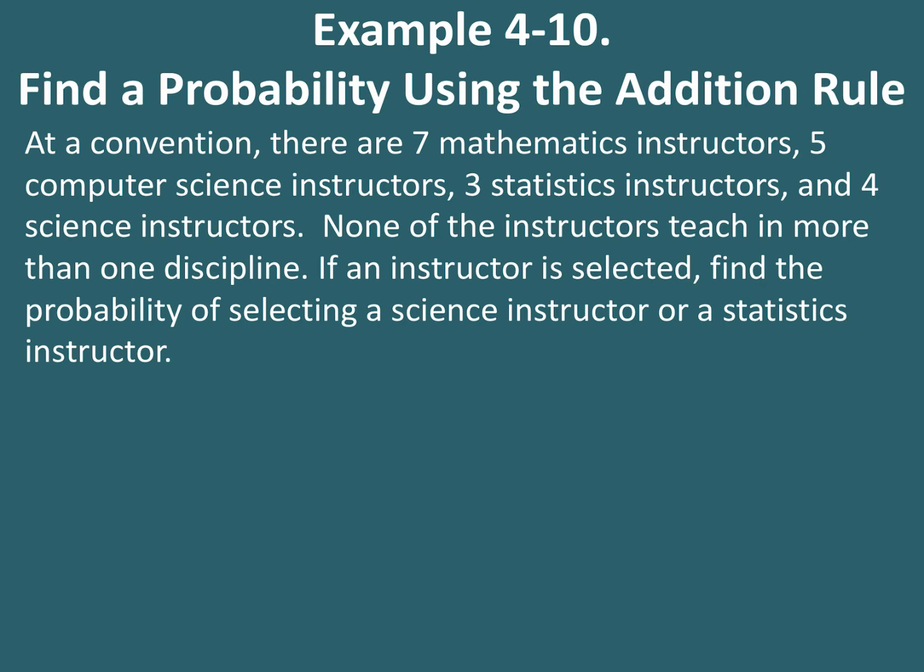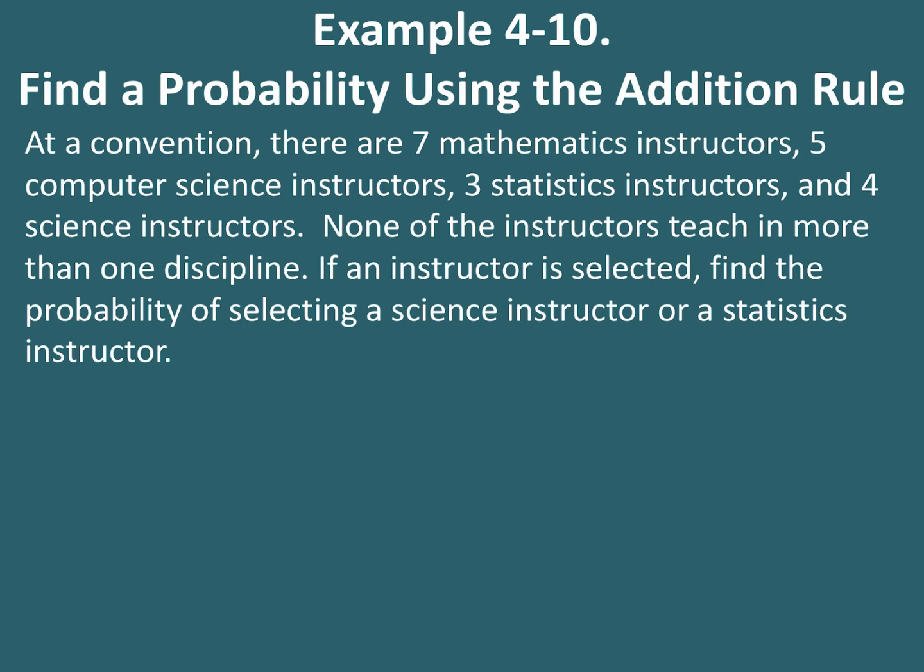At a convention, there are 7 mathematics instructors, 5 computer science instructors, 3 statistics instructors, and 4 science instructors. None of the instructors teach in more than one discipline. If an instructor is selected, find the probability of selecting a science instructor or a statistics instructor.